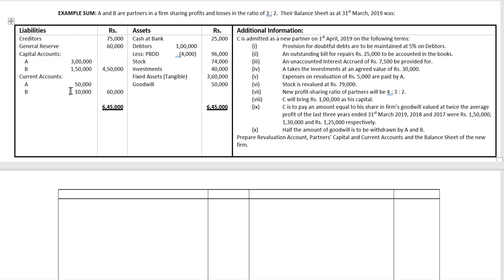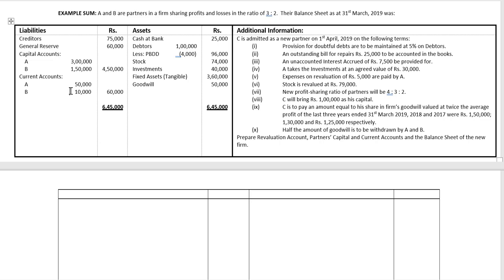So we need to note a few points here. In the balance sheet that is given, the capital accounts of A and B are given as 3 lakh rupees and 1,50,000 rupees. And there are also current account balances given for A and B. So this will tell us that the fixed capital method is being followed.